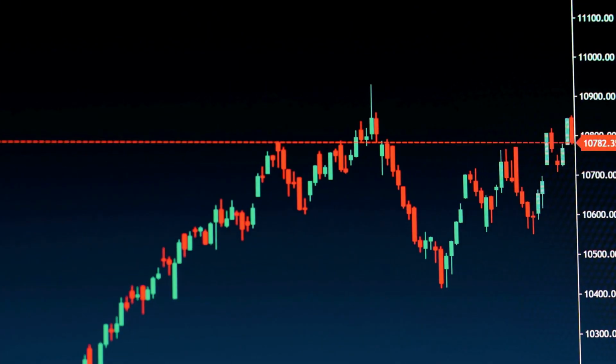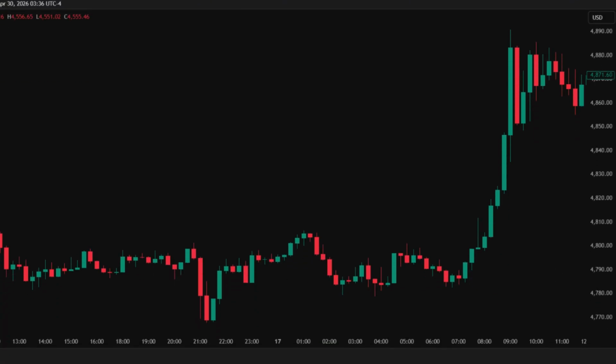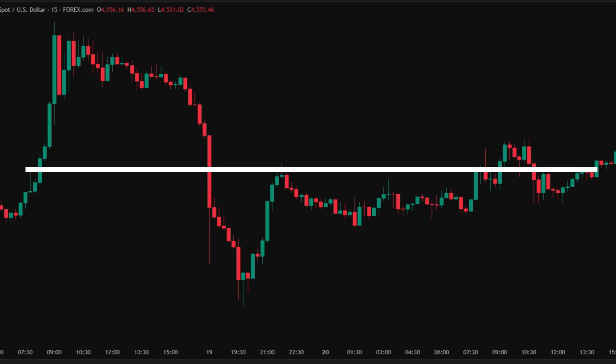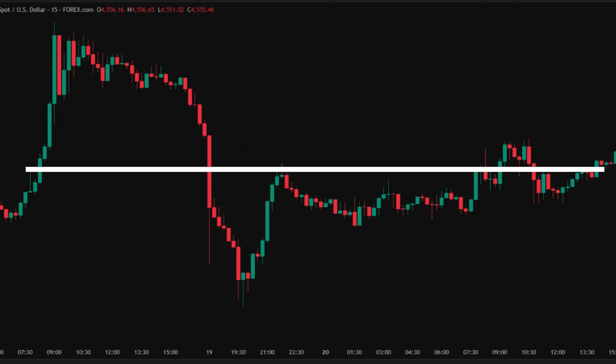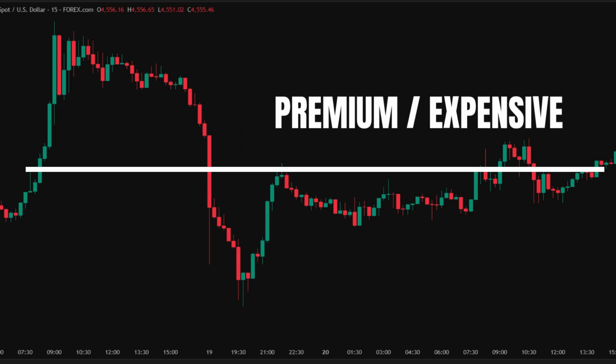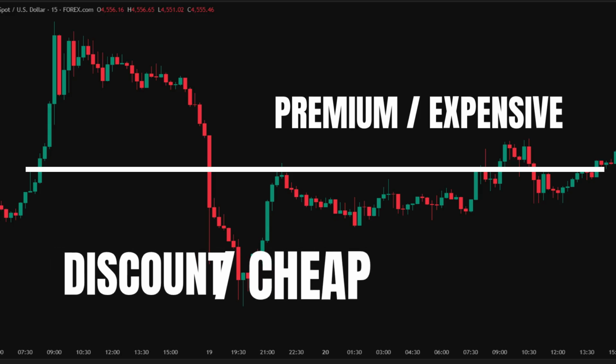Every price move, every single swing from a low to a high or a high to a low has a midpoint. ICT calls this the equilibrium, the 50% level, the exact middle of the range. This midpoint is the most important price level in the entire ICT framework for understanding value. Everything above it is considered premium, expensive. Everything below it is considered discount, cheap.